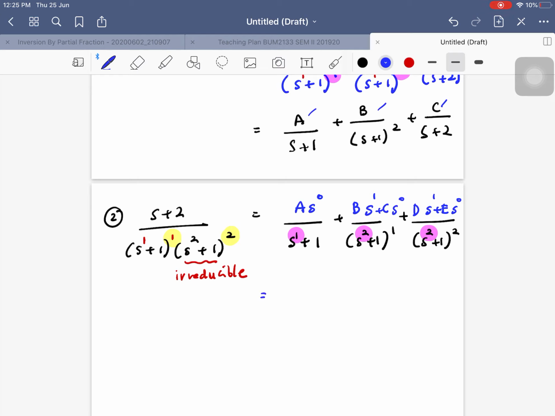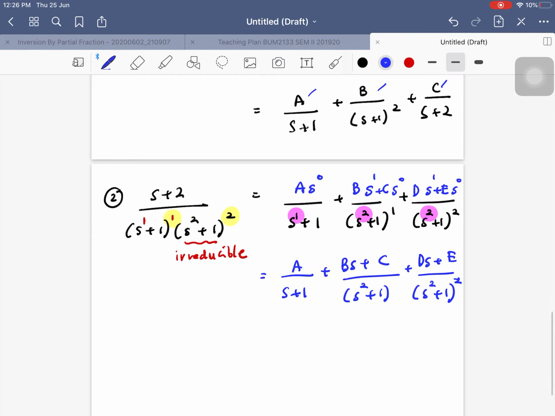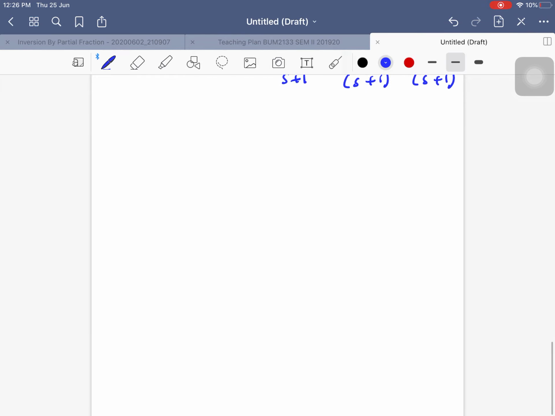So therefore, if I simplify this, I'll end up with a over s plus 1, plus bs plus c over s squared plus 1 to the power of 1. And the last one is going to be ds plus e over s squared plus 1 to the power of 2. So that is going to be my partial fraction decomposition. I hope you're familiar with this now, because I am going to start with the first example.